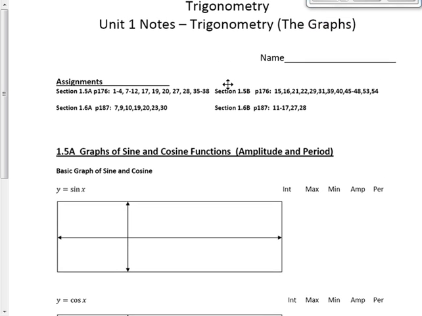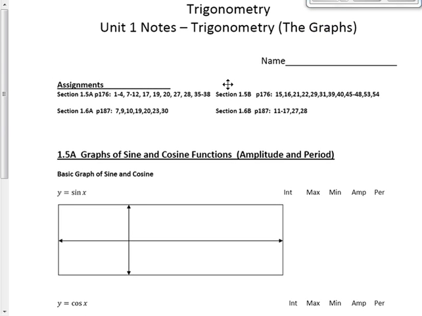Let's take a look here. This is the rest of Unit 1, 1.5 and 1.6 actually. So we're taking a look at the graphs of these trig functions. We're going to spend a good week and a half looking at these graphs, take them apart, and kind of put them back together as we go. Here's the sections, so 1.5a, 1.5b, 1.6a, and 1.6b.